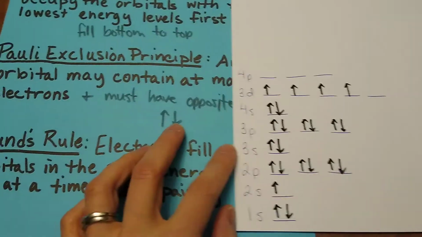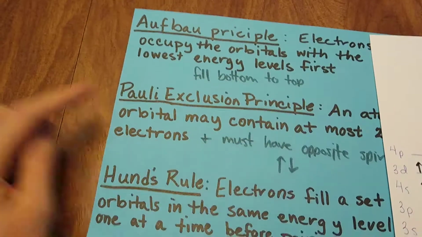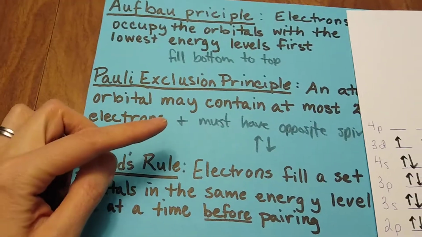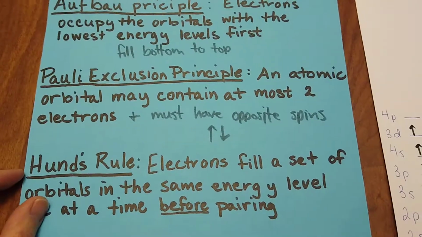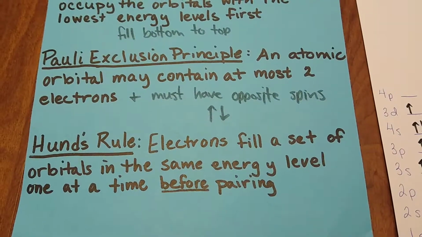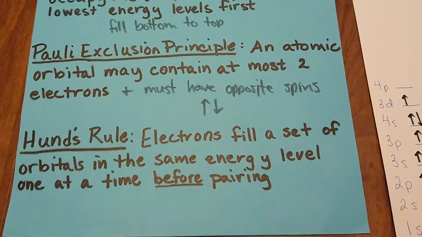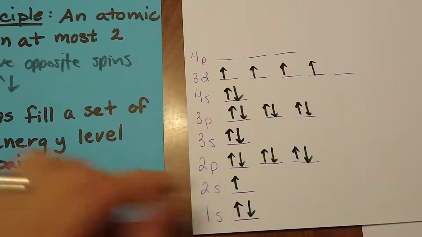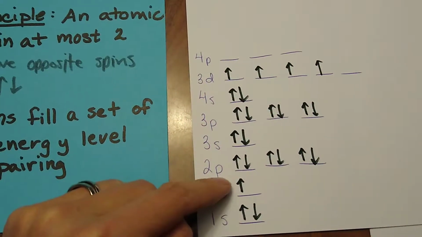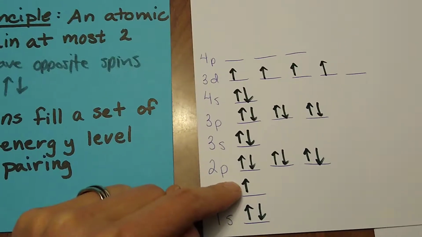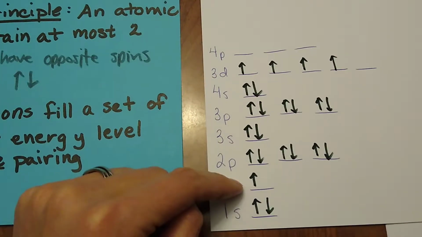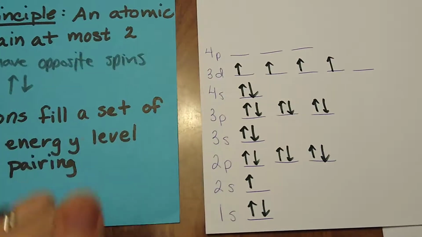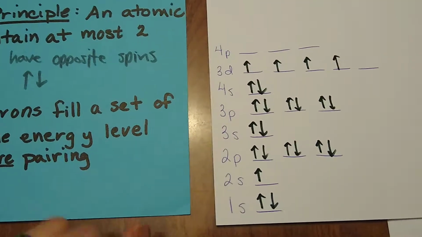If we look at our rules, again, we need to fill from the bottom to the top. We need to have 2 electrons per orbital with opposite spins. And we fill one orbital at a time in a set before we pair them. So if we look at this, did we fill bottom to top? Well, no. Here we have a single arrow, a single electron hanging out, and we moved on. We need to fill that before we can move on. So that was the mistake for this Aufbau diagram.